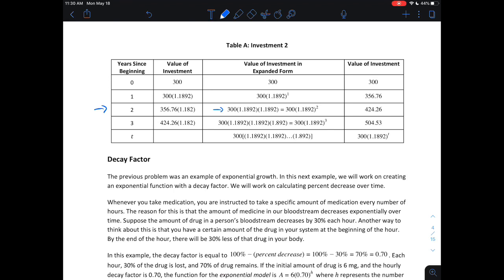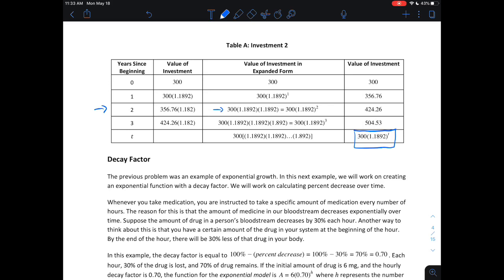So here you can see in the table, we've got rows for years since the beginning, 0, 1, 2, 3. That's helping us recognize the pattern, but then we generalize it. The value of the investment at T years would be 300 times 1.1892 raised to the T power.